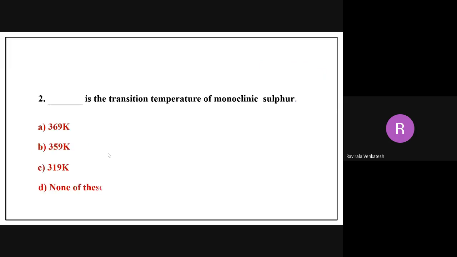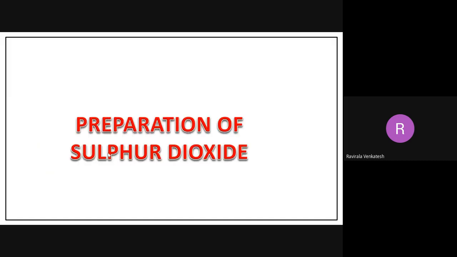And what is the transition temperature of monoclinic sulfur? 369 Kelvin. 369 Kelvin temperature. Very good. So with this, we have completed the allotropes of the sulfur beta. Mainly आपको याद रखना है S alpha, S beta और S6 में तो chair form है, S2 तो paramagnetic. These are the main things you need to observe. You make the notes today, only complete the allotropes of the sulfur.